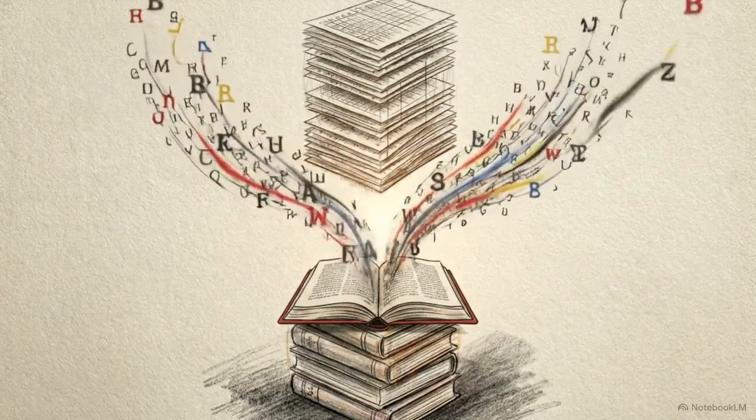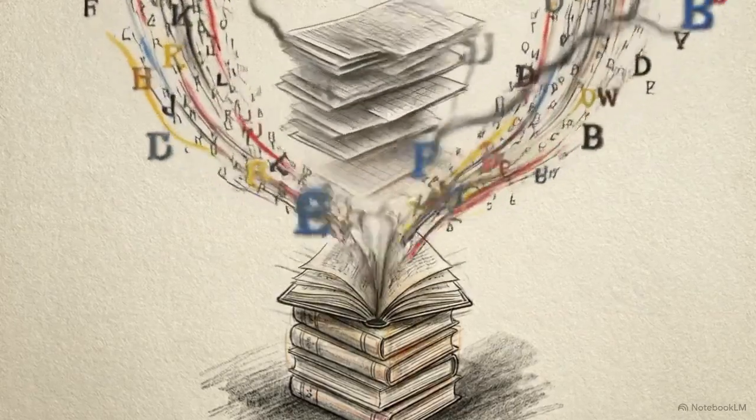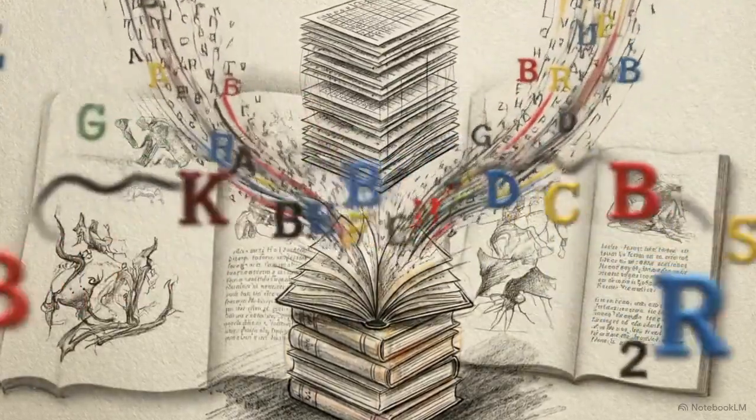Because the computer does all this heavy mathematical lifting up front, it can process entire libraries of text incredibly fast compared to reading word by word.